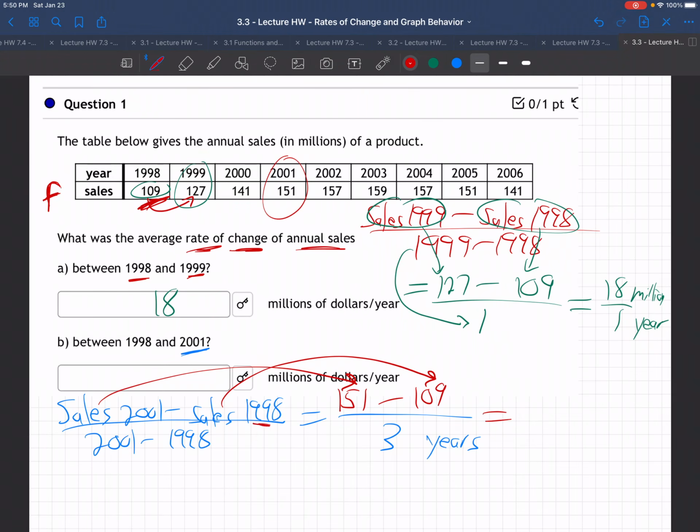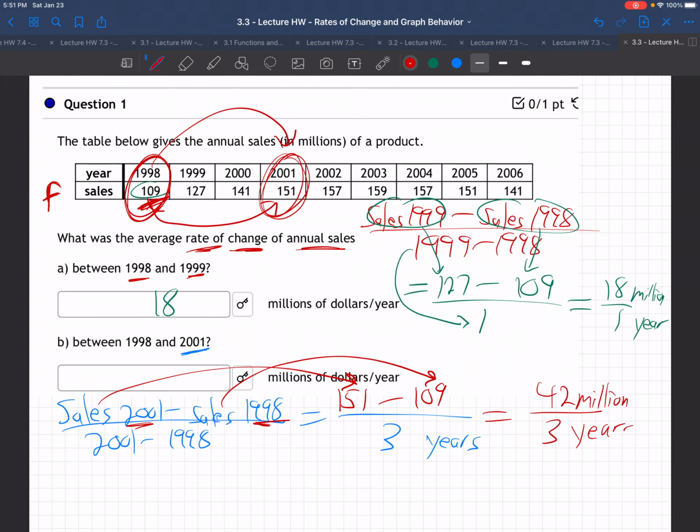From 1998 to 2001, how much did sales go up? Well, they went from 109 to 151. Let me get rid of this other stuff here. From 109 to 151, whatever that difference is, is that 42? Yeah, 42 million. So sales went up by 42 million in 3 years. So if you divide that, isn't that 14 million per year? Yeah, it's 14. So that's the answer: $14 million per year.